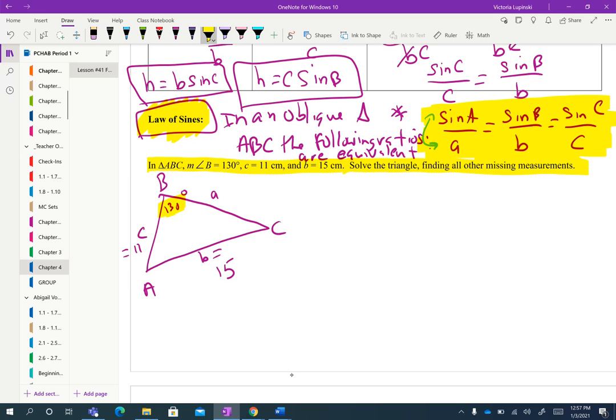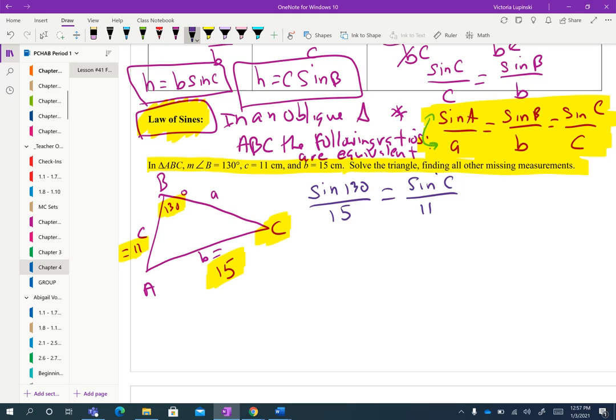If you have a matching side length and the angle across from it, and then you know that C is equal to 11, the only thing you're going to be able to find from the start is the measurement of angle C. So in order to do that, we're going to use the law of sines, which says the sine of some angle divided by the side length across from it is equal to another angle divided by the side length across from it.